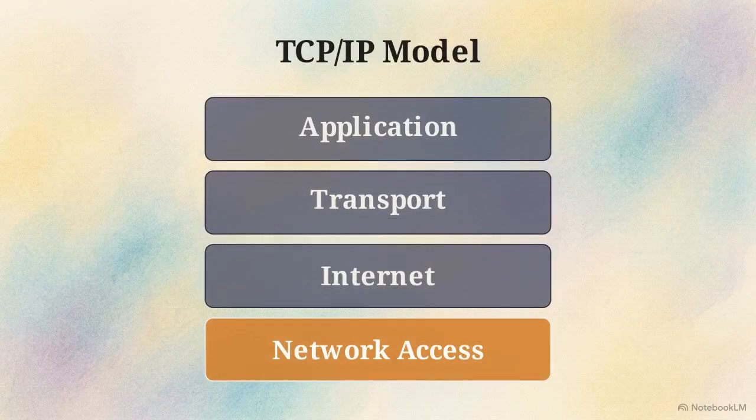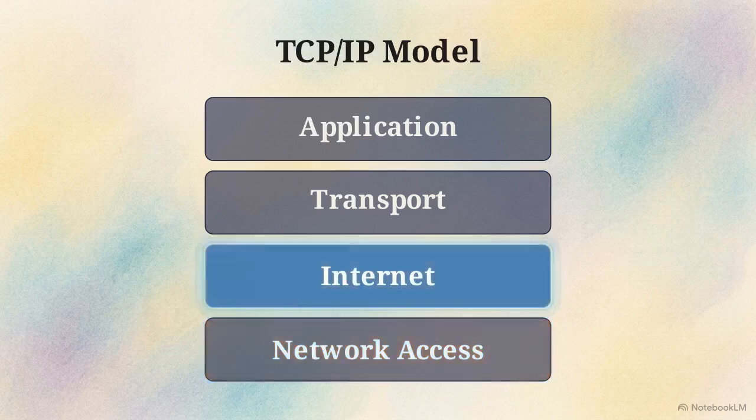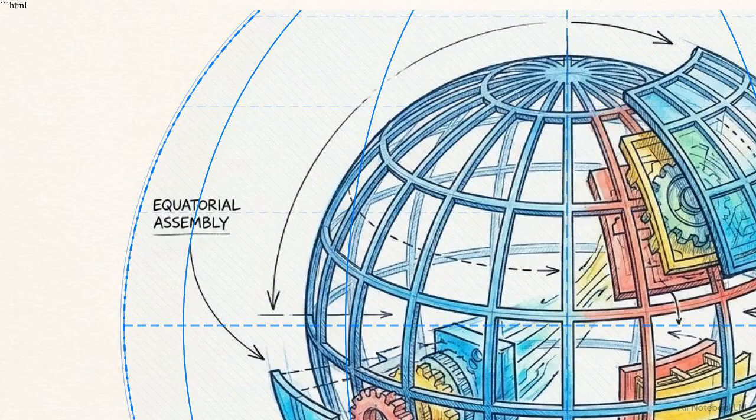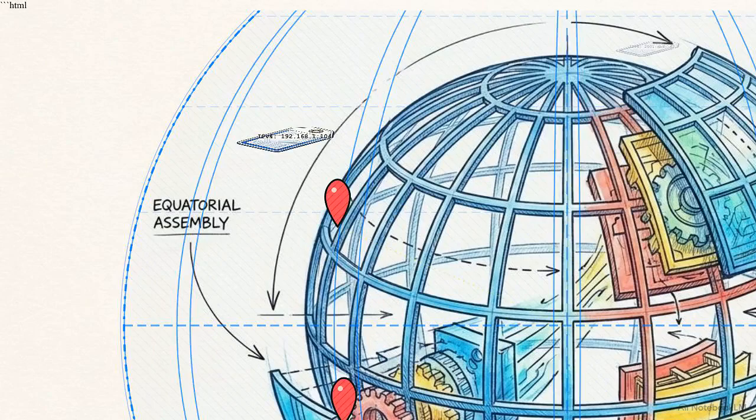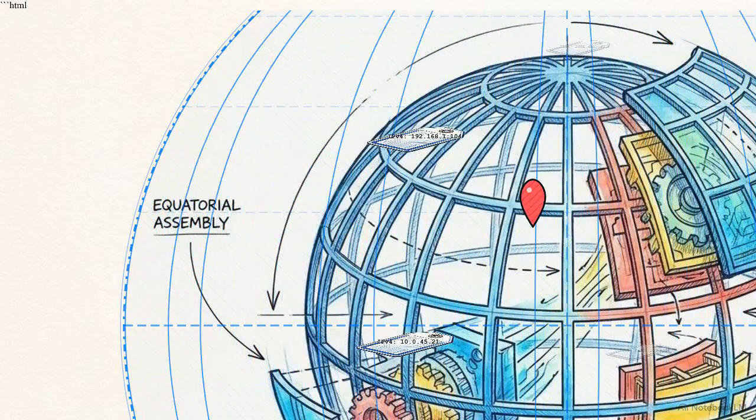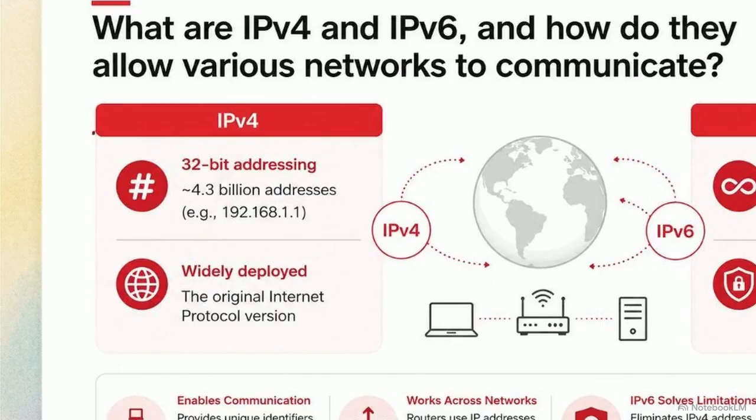Assuming the physical hardware is operational, we move up to the internet layer. To route data globally, devices require unique logical identifiers. This chart outlines the primary routing coordinate, the IP address. The original standard, IPv4, relies on 32-bit addressing. It provides roughly 4.3 billion unique addresses, a numerical limit that modern networks have largely exhausted.